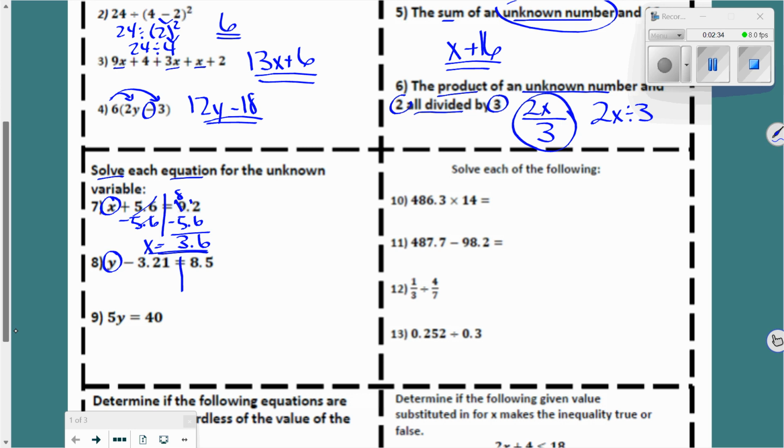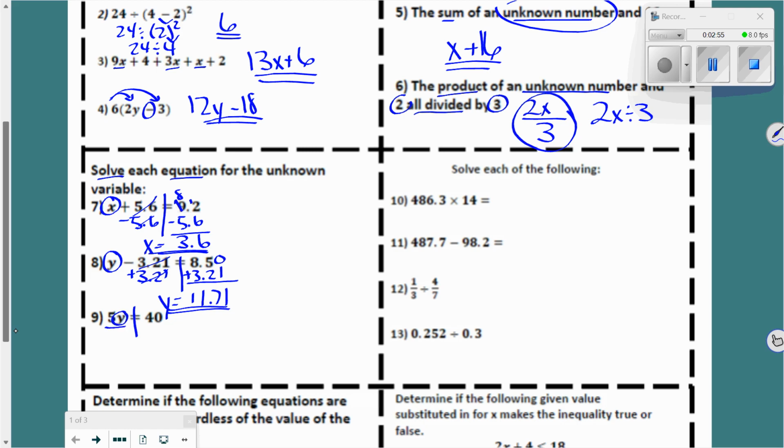Again, circle my variable. The opposite of subtracting 3 and 2 hundredths is adding 3 and 2 hundredths. Remember your decimal rules. I need to add them up. These are going to go away. Y equals, you can add a trailing 0 if you need to. If you don't have to, you don't need to in this case. It gives me a 1, 7, 11. 11 and 7 hundredths. Here's my variable.